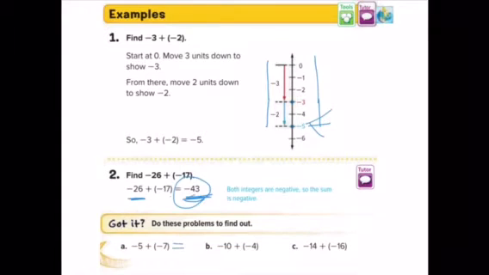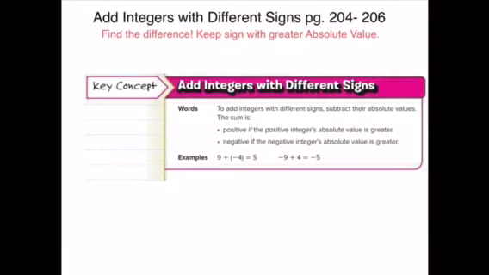-5 plus -7 is -12. -10 plus -4 is -14. -14 plus -16 is -30. So each one of those is going more negative, further down the number line.